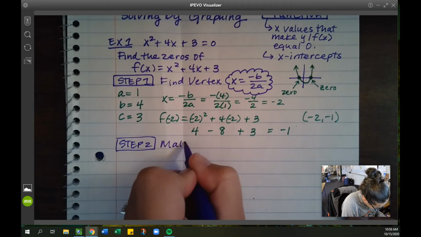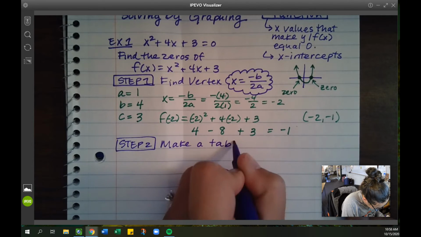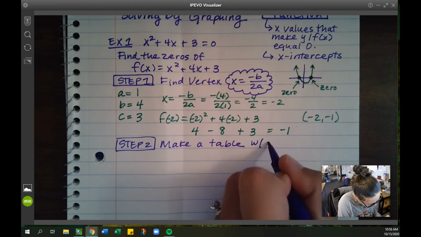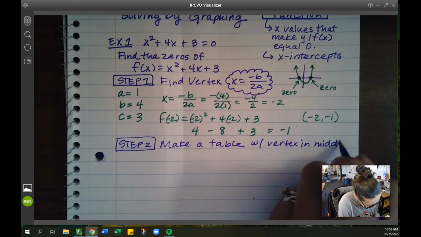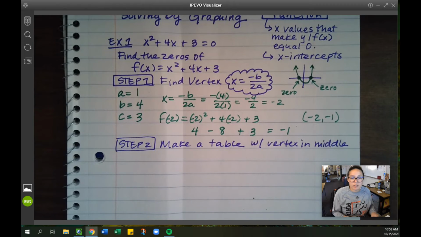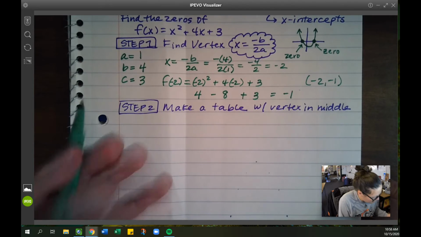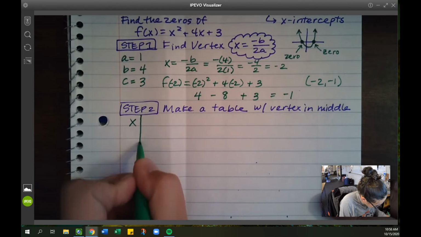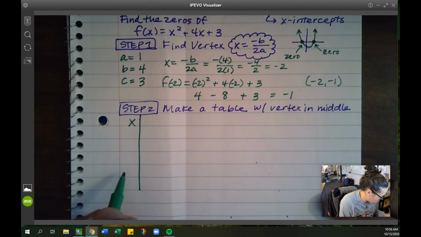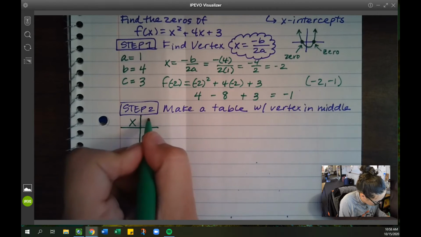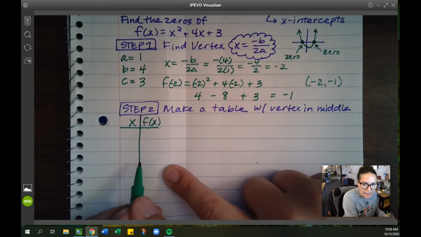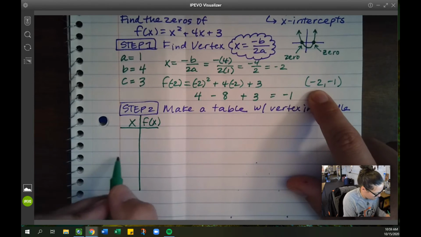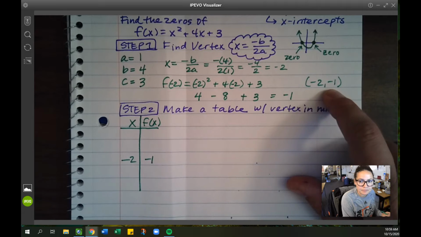Step 2 is to make a table with the vertex in the middle. Because guess what? The vertex is the middle of every parabola, so we want the vertex to be in the middle. So here's how I'm going to make my table. I'm going to have x, and I'm going to make 1, 2, 3, 4, 5 lines. And I have f of x, or my y values there. And I'm going to put the vertex in that middle spot, negative 2, negative 1.